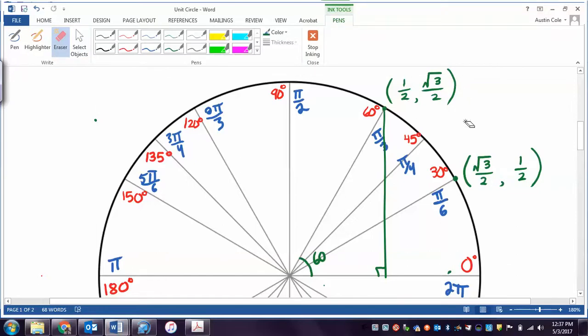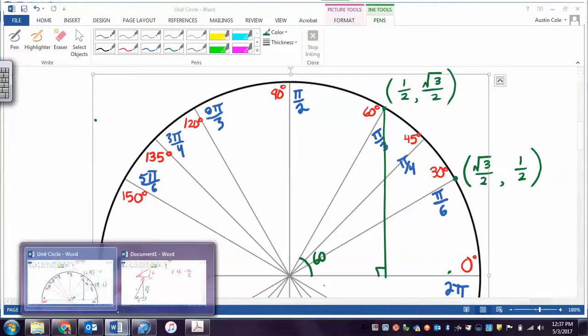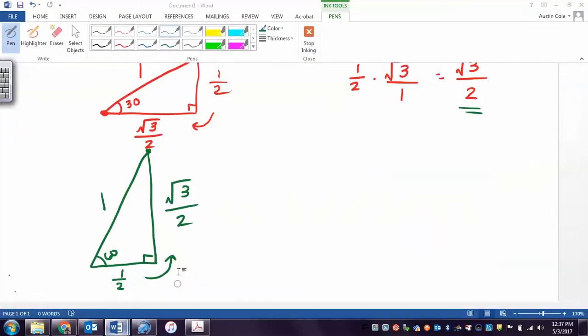Now I want to talk about 45. I can't erase that, but we're going to have to imagine. If I go over to my other document, and I think about 45 degrees.